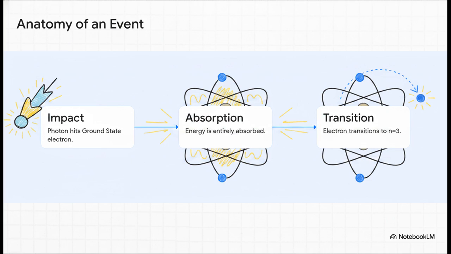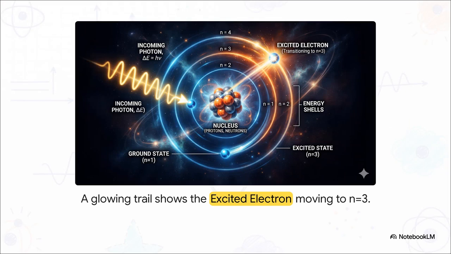So let's break down this action sequence step by step, because it's pretty wild. Step 1, the photon hits that ground state electron. Step 2, because that delta E barcode perfectly matched the gap, all of that energy is entirely absorbed. And step 3, suddenly energized and completely unable to stay on that lowest rung anymore, the electron instantly jumps outward. In this specific scenario, it completely bypasses shell number 2 and makes a massive leap straight to the third energy shell. This perfectly captures the crazy dynamic nature of the leap.